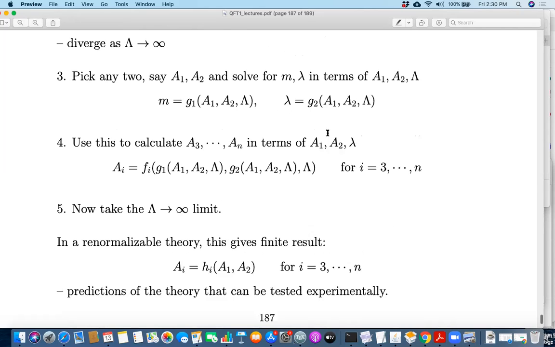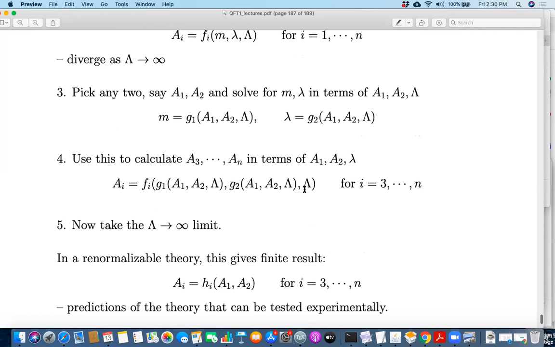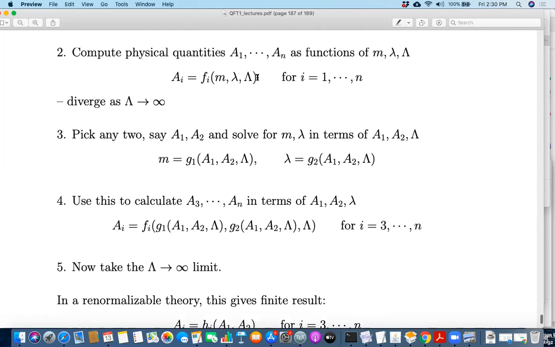See, what exactly changes is that when you do things this way, this function is divergent, typically, because G1 has been obtained by inverting F1. You take F1 and F2, which are divergent functions, so G1 and G2 are divergent functions. But now when you take the lambda goes to infinity limit, there are two kinds of divergences. One, because here if you keep M and lambda fixed and take capital lambda to infinity, that is divergence, right? But now because you are keeping A1 and A2 fixed and taking capital lambda to infinity, M and lambda themselves are also divergent. And these divergences cancel each other. So it's a question of how you take the limit.